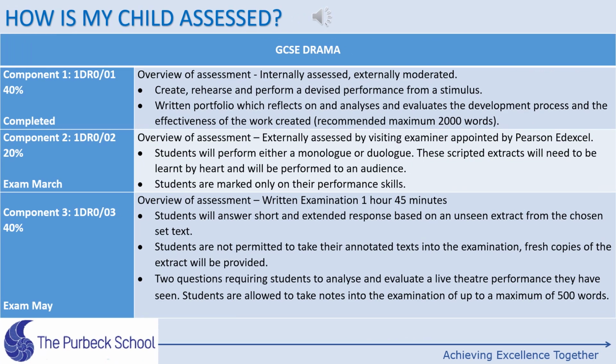The drama GCSE comprises three units. The first component is internally assessed and externally moderated. Students create, rehearse, and perform a devised performance from a centre-set stimulus. They then produce a written portfolio which reflects on, analyses and evaluates the developmental process as well as the effectiveness of the performance work created. The recommended word limit is 2,000 words.